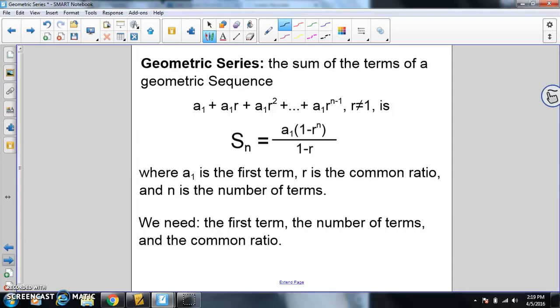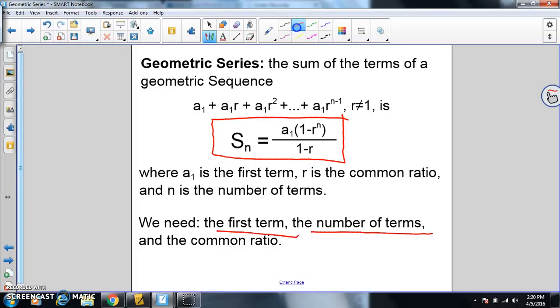If we have our geometric sequence, we can then find the sum. So the formula for the sum of the n terms in a geometric sequence is a sub 1, which is our first term, times 1 minus r to the nth power, all over 1 minus r. A sub 1 is our first term, r is our common ratio, and n is our number of terms. So when finding our geometric series, we need our first term, our number of terms, and the common ratio.